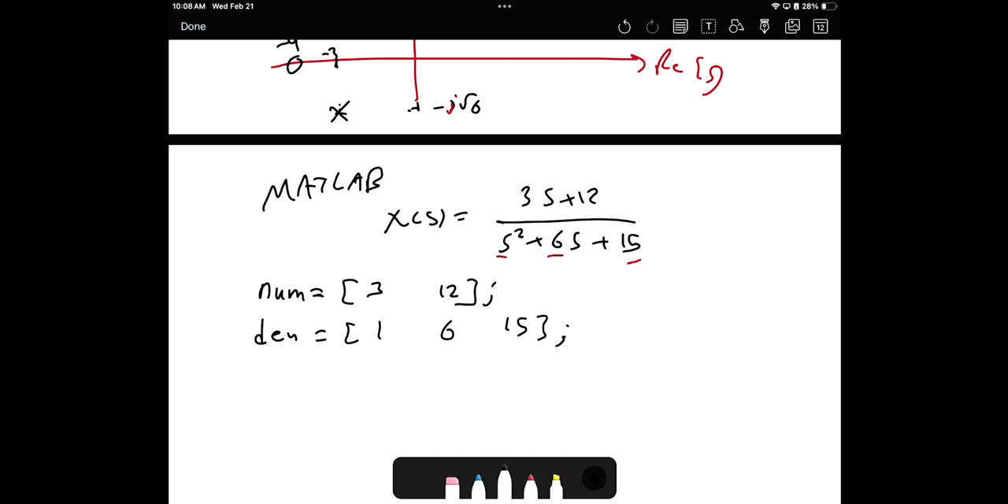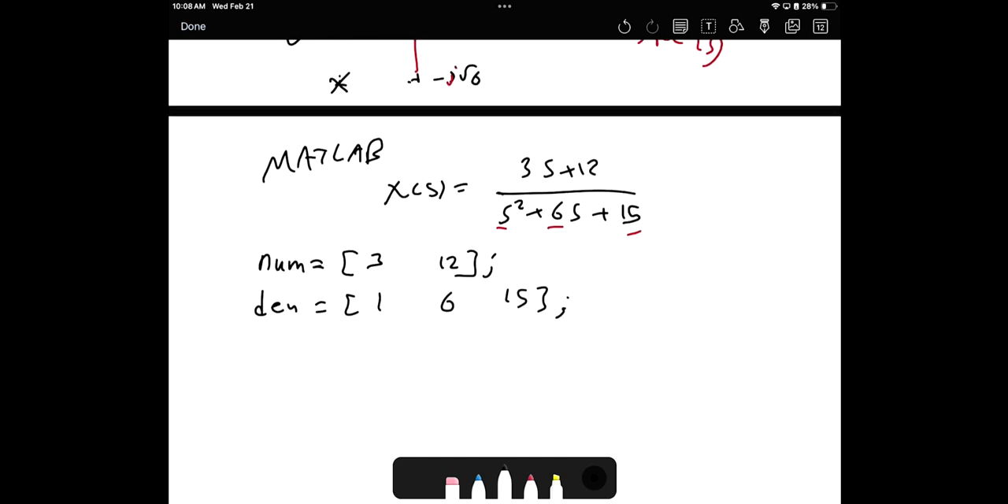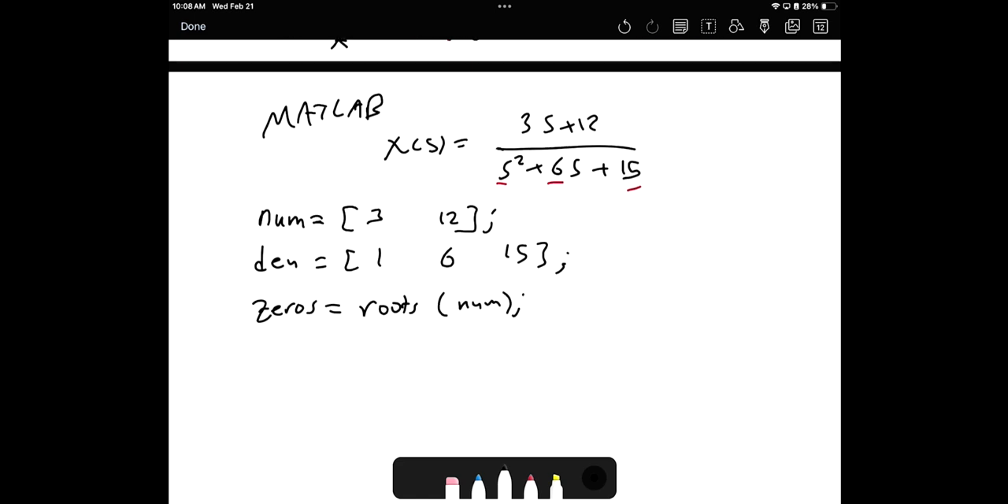After that, we need to find the zeros. The zeros are the roots of the numerator, so we will say zeros equals the roots of numerator. Then if we need to find the poles, they are the roots of the denominator. And this can be for any equation, if it's quadratic, or a higher order polynomial like third order, fourth order, fifth order, etc. It can be for any order.